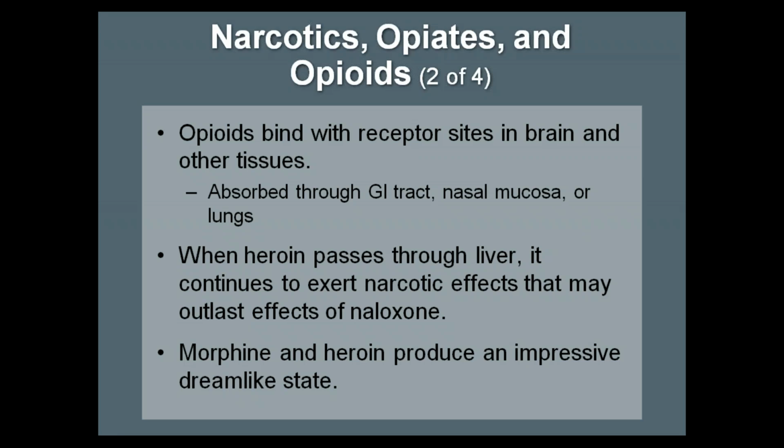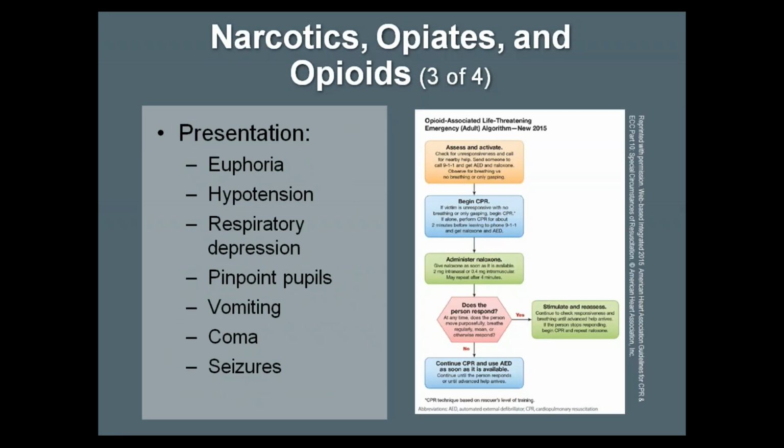Morphine and heroin produce an impressive dreamlike state, which is probably why people take it. Presentation: euphoria, hypotension, respiratory depression, pinpoint pupils, vomiting, coma, seizures. The telltale for us is the pinpoint pupils. We are almost always assessing for that to identify whether or not it's a heroin overdose. And then we're usually giving Narcan because of the respiratory depression, right? We're not just trying to wake them up. We're trying to reverse the respiratory depression, which is the reason why we give Narcan.